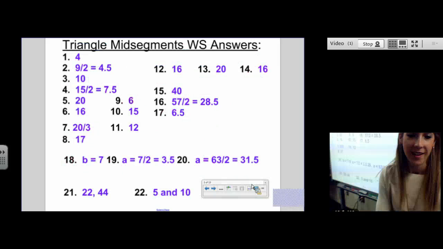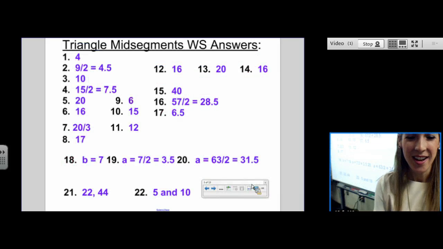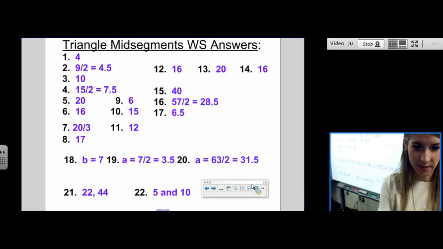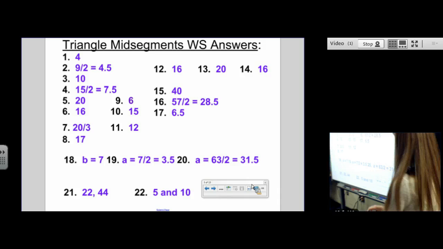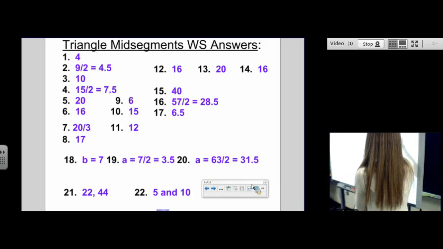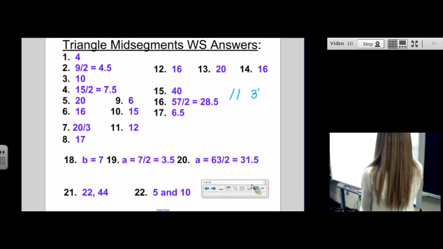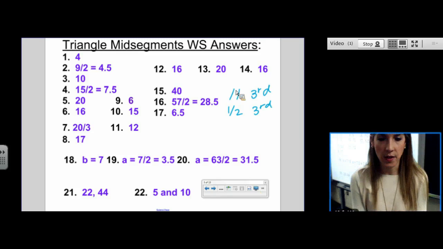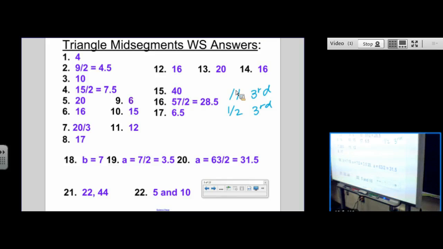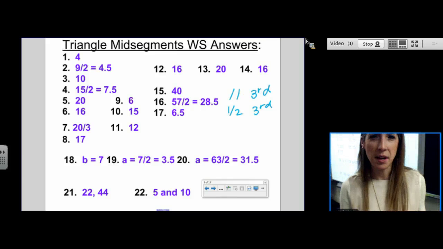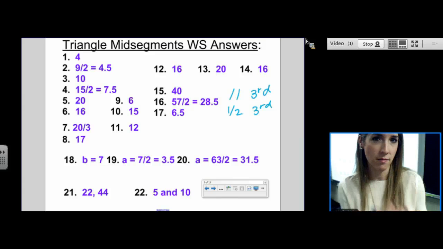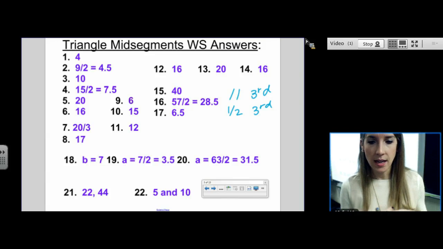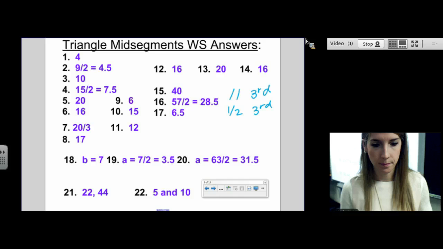Let's check our homework answers. Last night's homework was called mid-segments. The major things about a mid-segment is that a mid-segment is parallel to the third side of the triangle. A mid-segment is half the length of the third side of a triangle. So those were two major things we learned. A mid-segment is parallel to the third side of a triangle. Sometimes I call it the base, although it's not technically the base. And it is half the length of the third side.